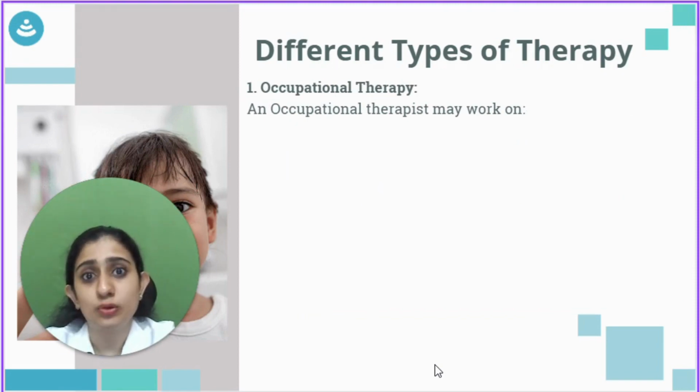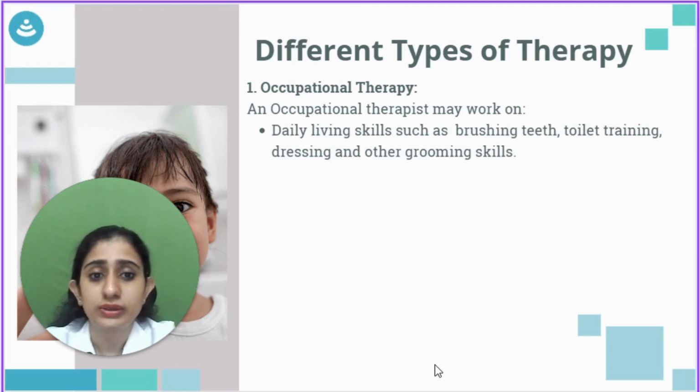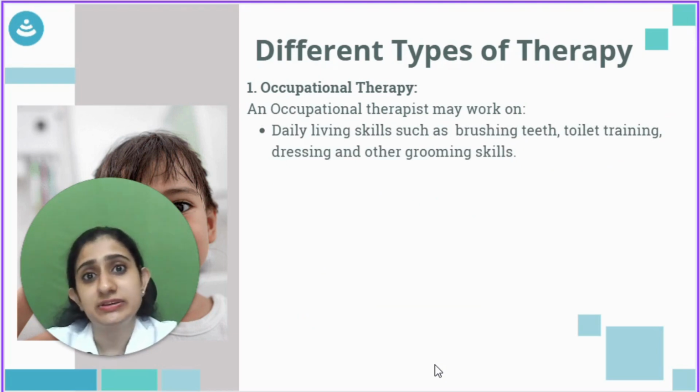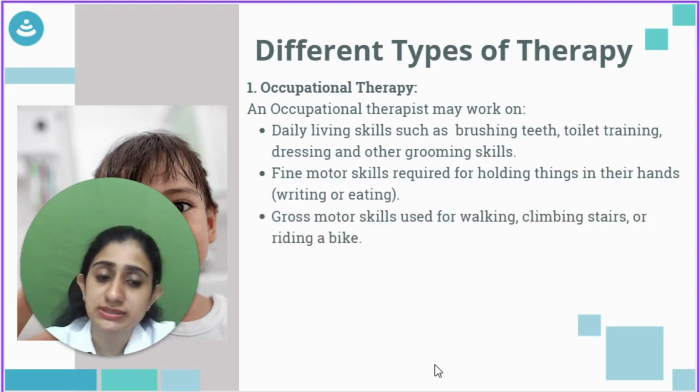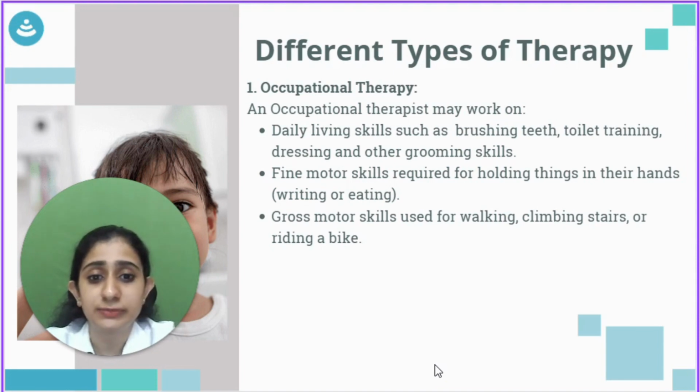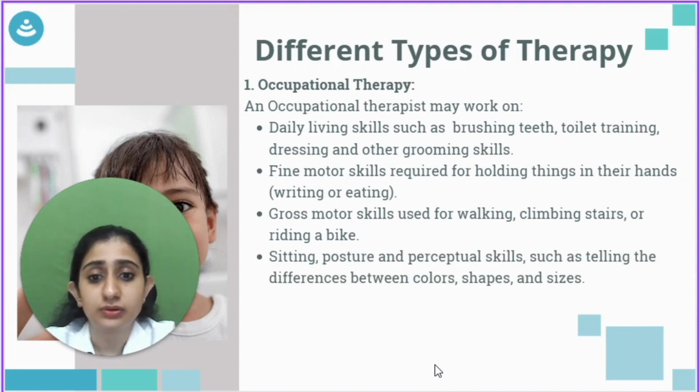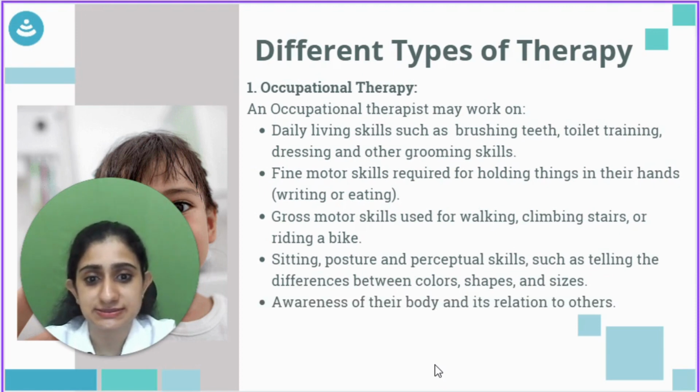The next is occupational therapy. So an occupational therapist focuses on daily living skills such as brushing teeth, toilet training, bathing, and other grooming skills. Fine motor skills required for holding things in their hands, such as writing or eating. Gross motor skills, which are required for walking, climbing stairs, riding a bike, and also on sitting, posture, and perceptual skills, such as telling the differences between colors, shapes, and sizes.